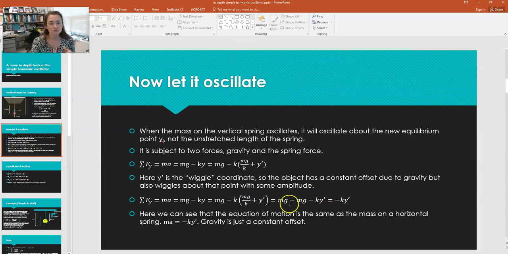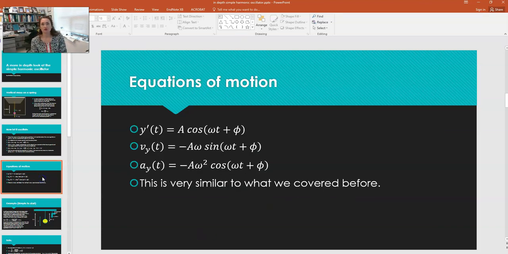So the equation of motion for the wiggle coordinate will be the same as the mass on a horizontal spring. And gravity then is just that constant offset. And since we're looking at a non-constant type of motion, the constant offset will go away. So we solved this differential equation before. I'm not going to go through the solution to the differential equation here. Again, I urge you to look back at those lectures for that. Instead, I'm just going to present the solutions that we solved in our previous lecture as the solution to our y prime.